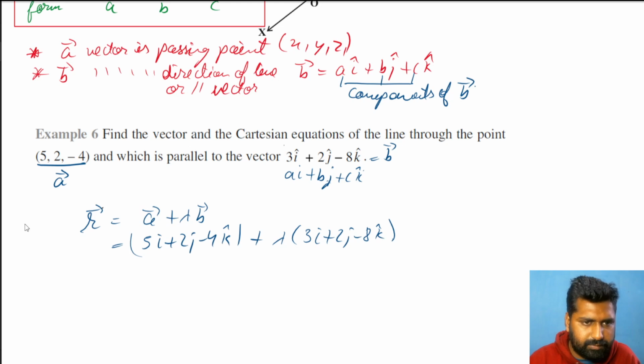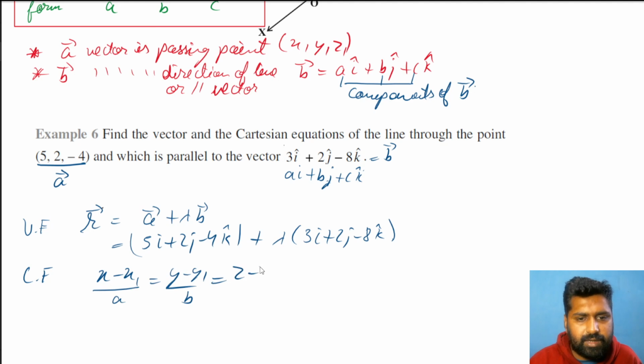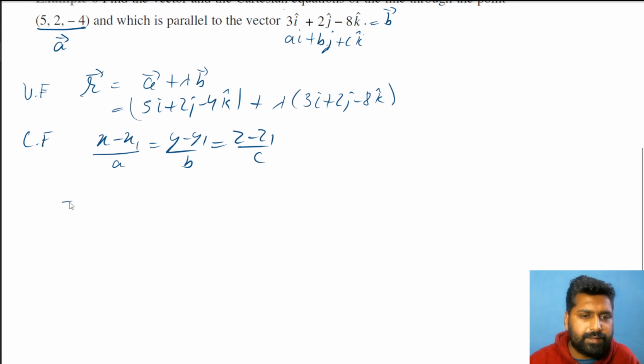Now Cartesian form, this was vector form. Cartesian form requires the points and the components of B vector, and the equation is in terms of x, y, z. Okay, so x minus x1 upon A, y minus y1 upon B, z minus z1 upon C. Rather than learning it like this, try to learn this. What is in the numerator? Minus, minus, minus. What are these? Passing points. Passing point we can see from here.